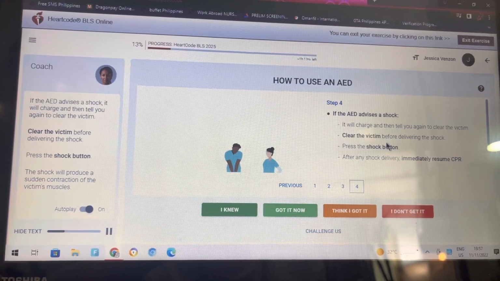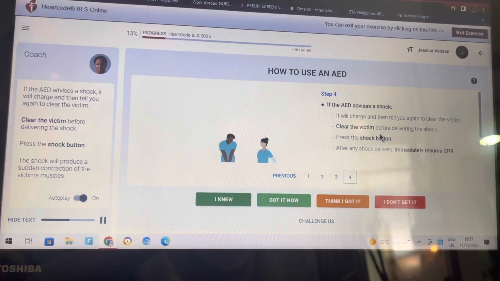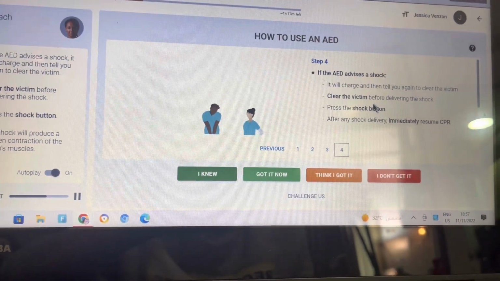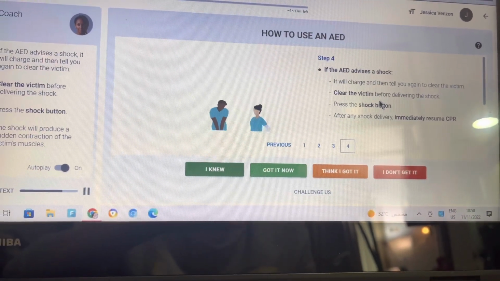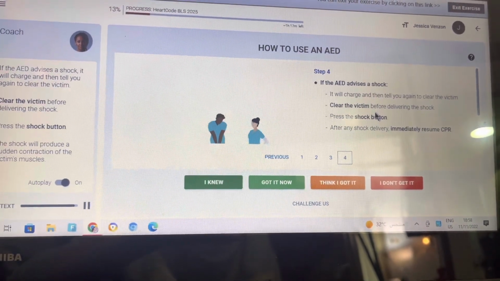Clear the victim before delivering the shock. Press the shock button. The shock will produce a sudden contraction of the victim's muscles. If no shock is needed, and after any shock delivery, immediately resume CPR, starting with chest compressions.